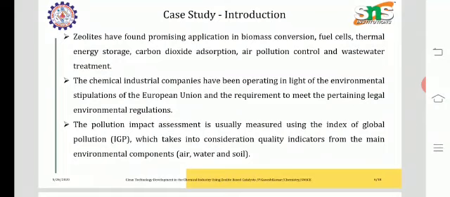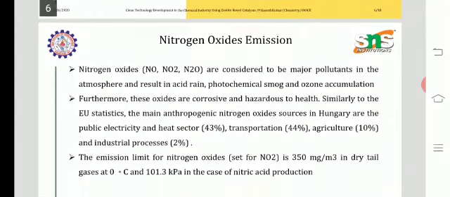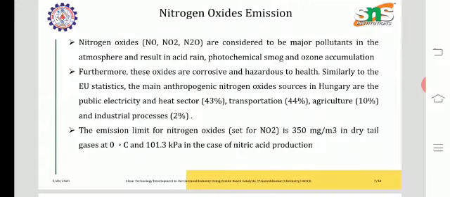The pollution impact assessment is usually measured using an index of global pollution, which takes into consideration quality indicators for the main environmental components like air, water, and soil. Nitrogen oxide emissions, particularly NO2 and N2O, are considered to be major pollutants in the atmosphere and result in acid rain, photochemical smog, and ozone accumulation, that is, ground-level ozone accumulation. Furthermore, these oxides are corrosive and hazardous to health.